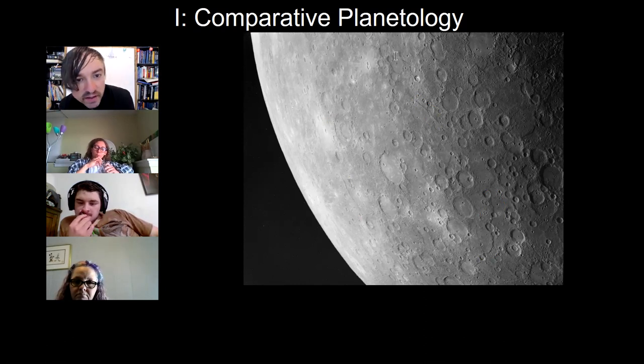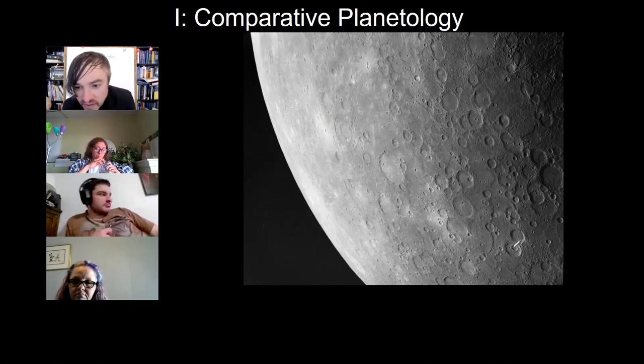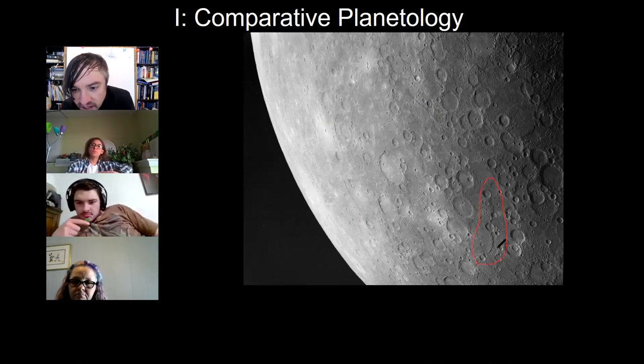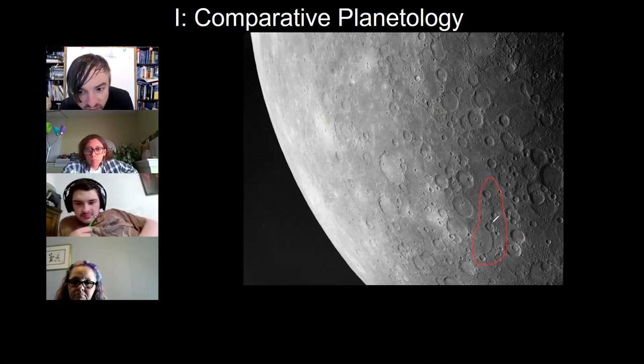Let's once again do a little mini game to that effect. I want you guys to focus on this long escarpment and the fact that it's cutting through the crater. Can any of you tell me which came first? Is the crater older or is the cliff wall older? Which came first in time?